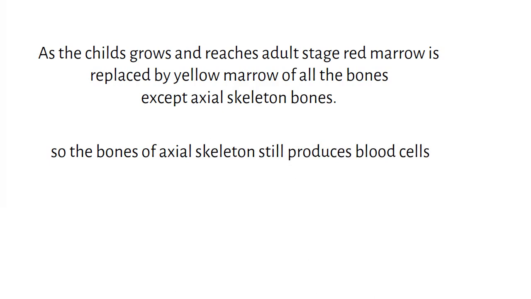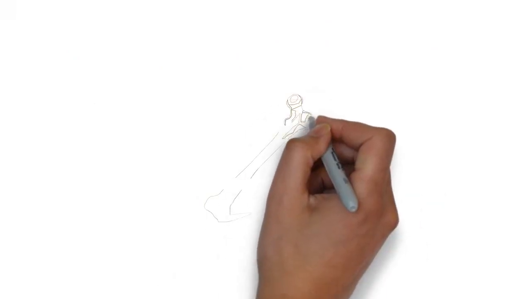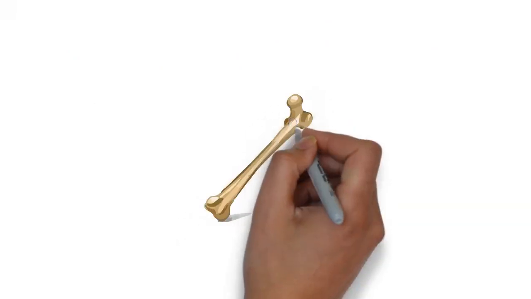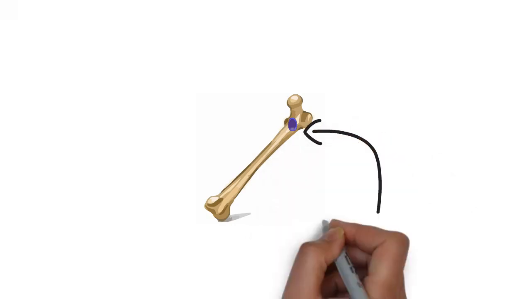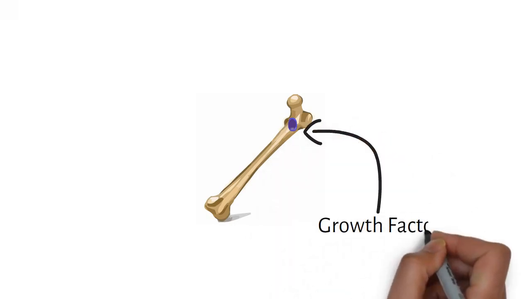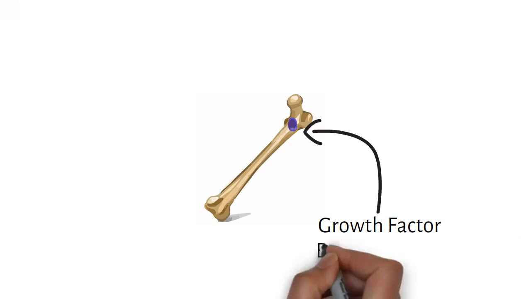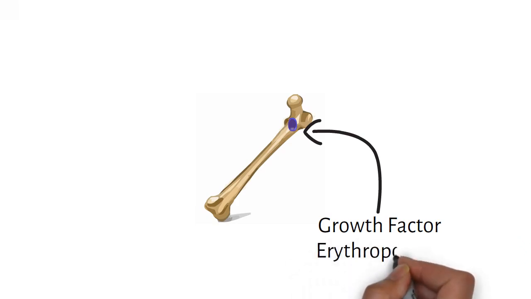We will keep our discussion mainly to the formation of erythrocytes, that is red blood cells. Hematopoietic stem cells remain dormant in the bone marrow until stimulated by certain growth factors to produce blood cells. Mainly it is stimulated by erythropoietin to produce red blood cells.